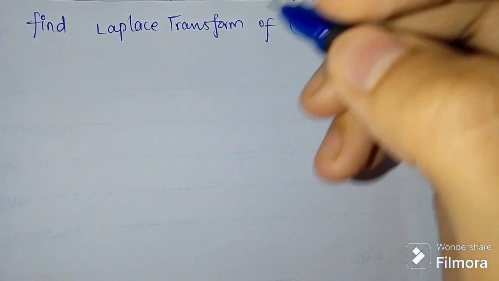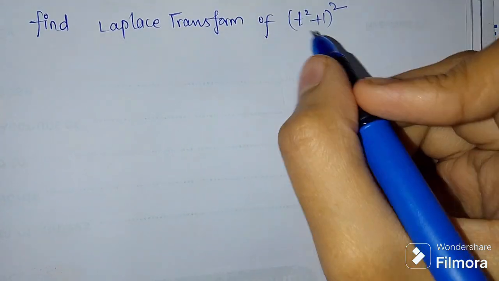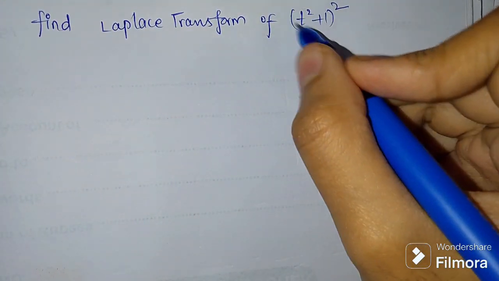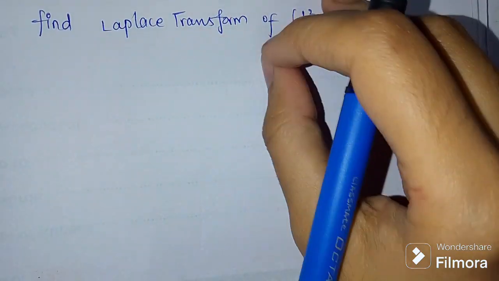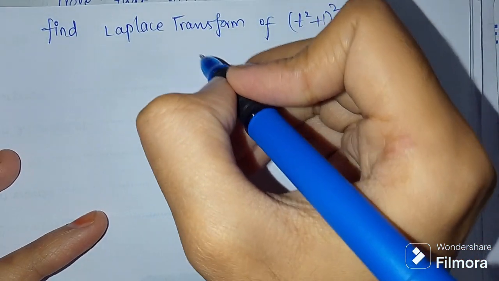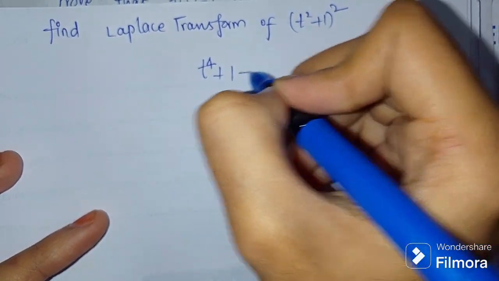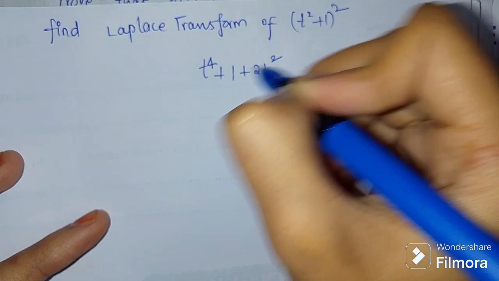So find the Laplace transform of this function. Here, do we have anything for powers? We have for t power n, but we don't have for complex functions inside. So simply we will use this formula and expand. What is a plus b whole square? A square plus b square plus 2ab. So this is my function.